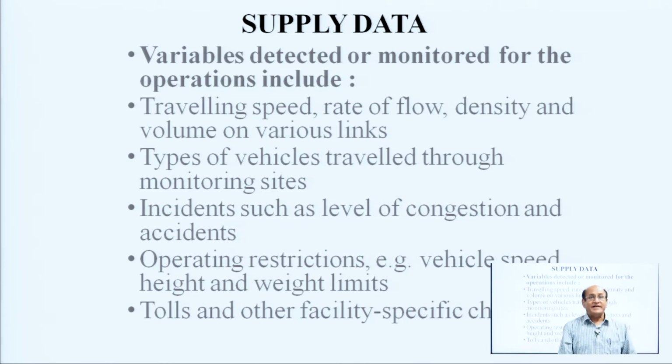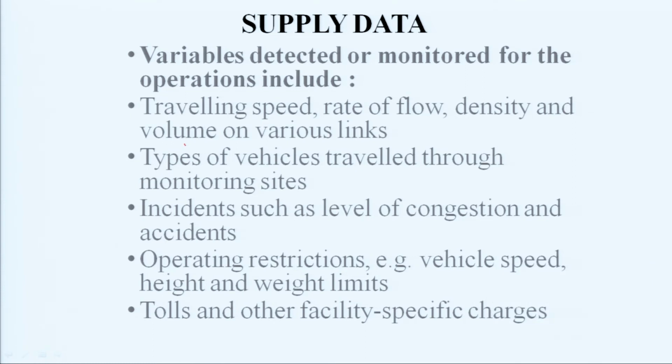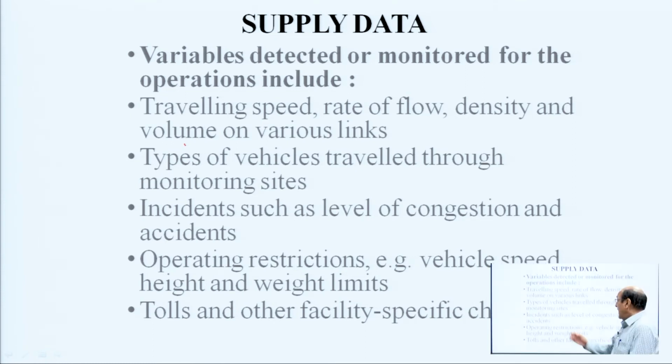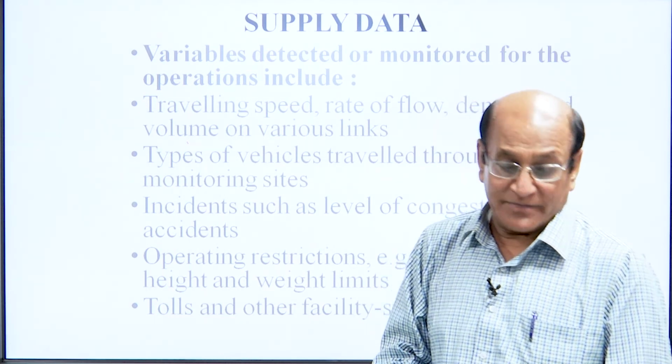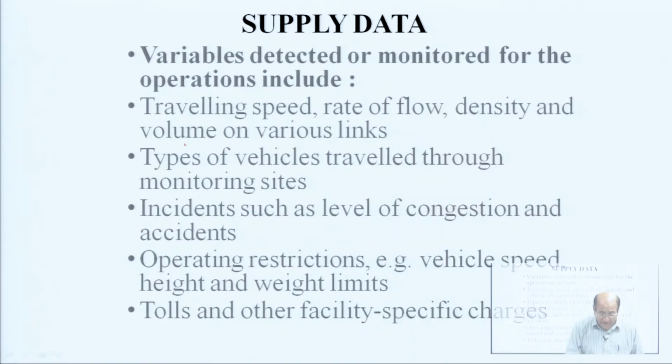Now, supply data. Variables monitored for the operation include travelling speed, rate of flow, density and volume on the various links. Types of vehicles travelling through the monitoring site. Incidents such as level of congestion and accidents. Operating restrictions, that is vehicle speed, height and weight limits, tolls and other facilities such as specific charges.